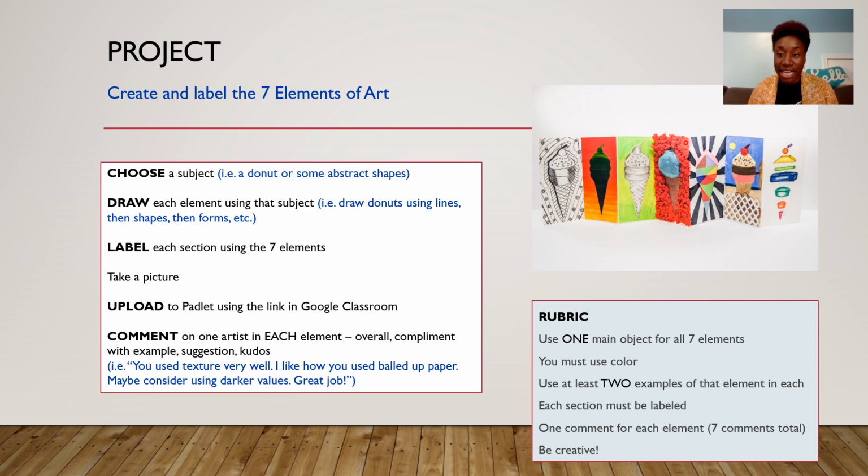So if I were to talk about texture, which is this right here, I would put, you use texture very well. I like how you used balled up paper. Maybe consider using darker values next time. Great job. So the artist knows that I'm talking about her texture element and what I liked about it. And then my suggestion would be about how she used it. You must have a suggestion because everyone has room for improvement, because we're all learners, even me, Mrs. Odom, I'm a learner. And then you want to give a nod and, great work, thumbs up, all right?